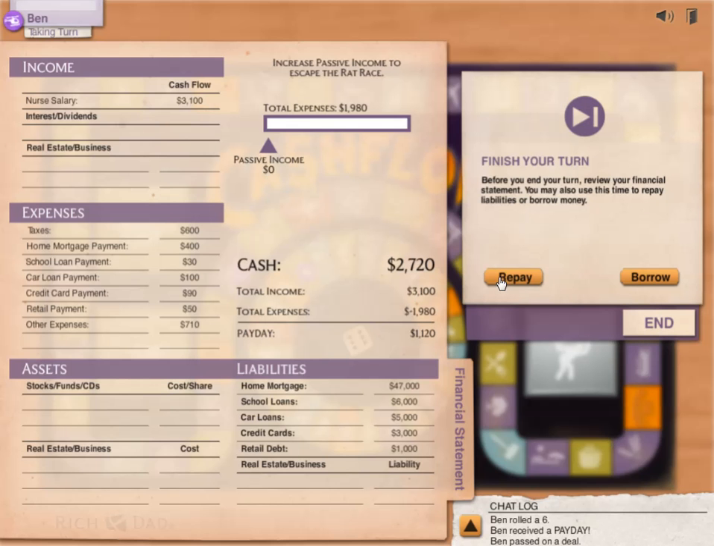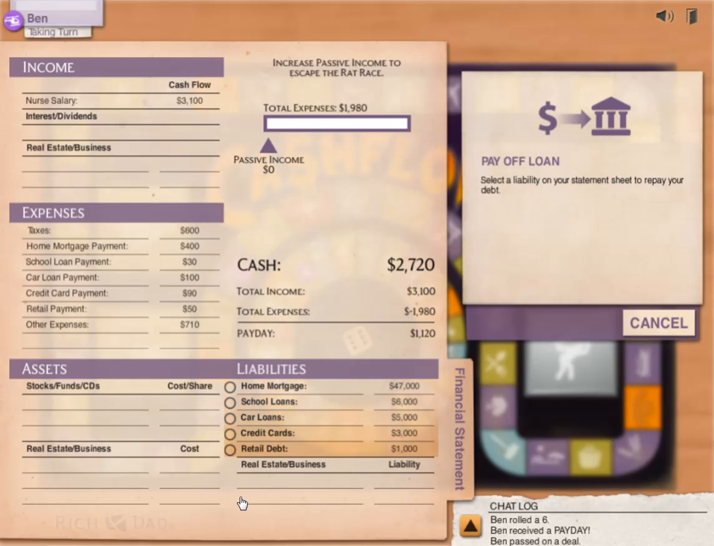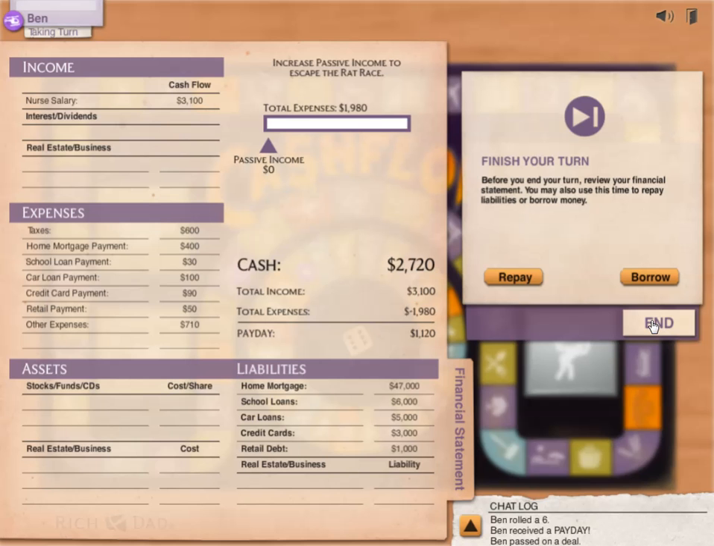And I'm not going to repay any debt. So you can repay debt, and I'll quickly show you that. So you can repay, and you say, all right, we're going to pay off our retail debt, and you can pay off like bits and pieces. So with the credit card, actually you can't pay off bits and pieces, so you have to pay off the whole thing. So we're not going to worry about that right now. I'm going to try and save a little bit of money and see if we can get some good deals.